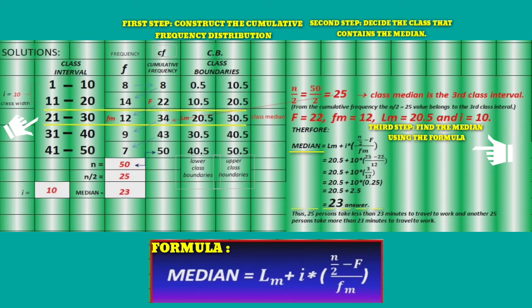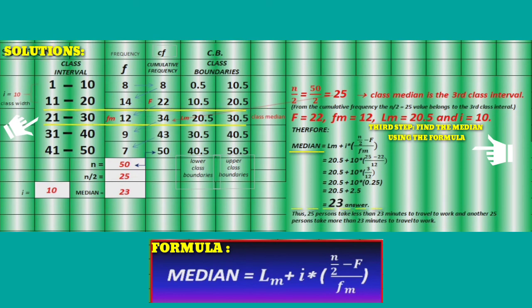Substitute all the given information into our formula: LM, which is 20.5, plus I, which is 10, times n/2, which is 25, minus the capital F, the cumulative frequency before the median class, which is 22, divided by the frequency of the median class, FM, which is 12.